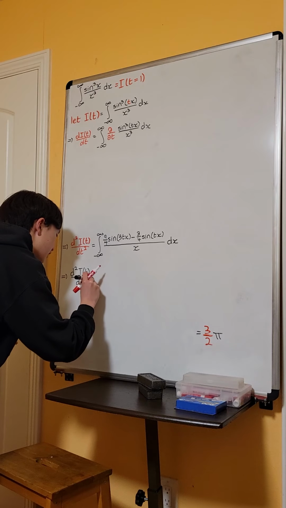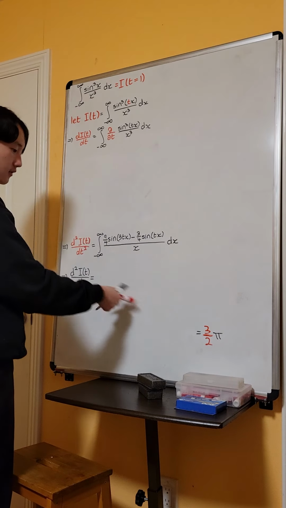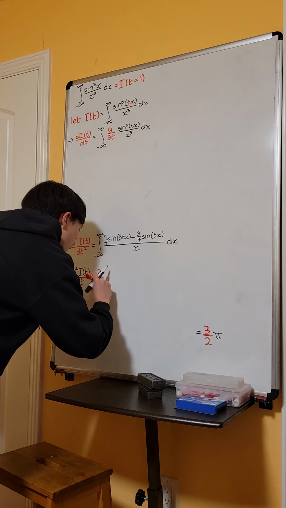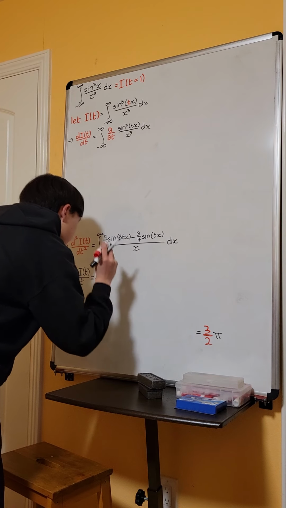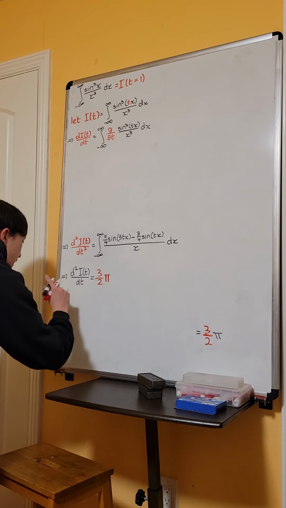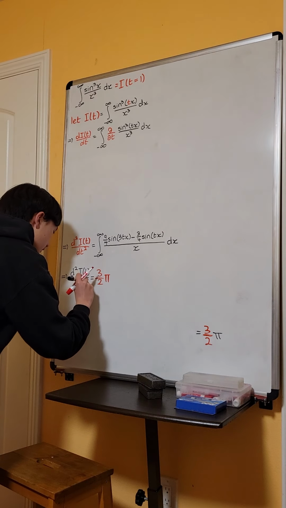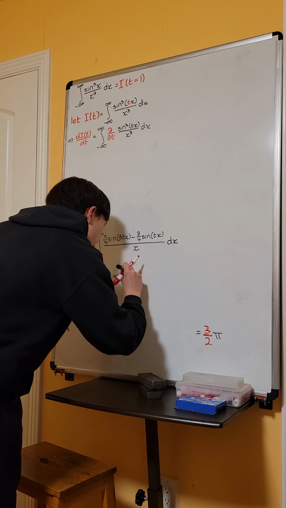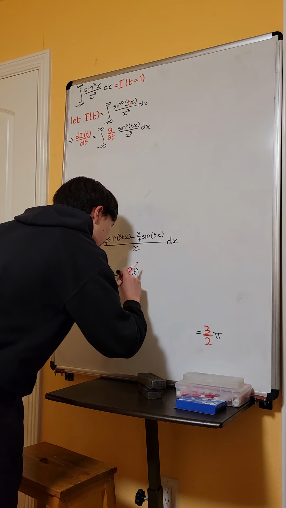with respect to t is equal to this, of course, but it's also equal to that. We reduced it. It's equal to 3 over 2 pi. Let's integrate both sides with respect to t. Of course, this is squared because it's the second derivative. Integrating both sides with respect to t, you get the first derivative of I of t with respect to t.